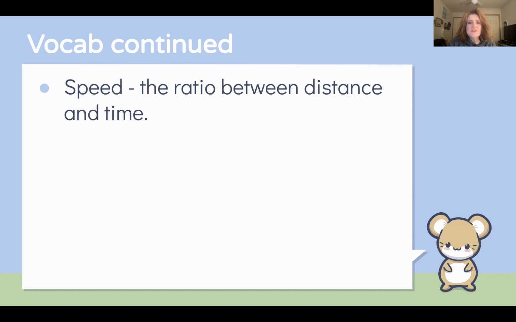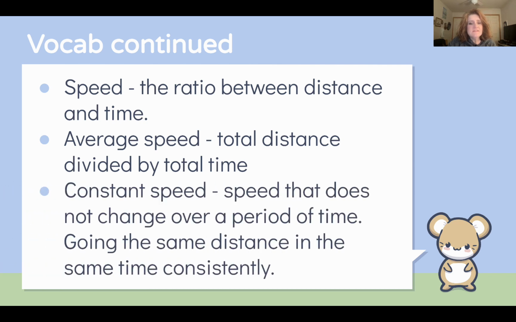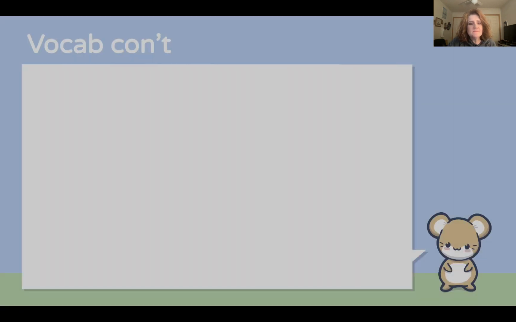Speed is the ratio between distance and time. Average speed is the total distance divided by the total time. Constant speed is a speed that doesn't change over time. Think cruise control. This is going the same distance in the same time consistently.